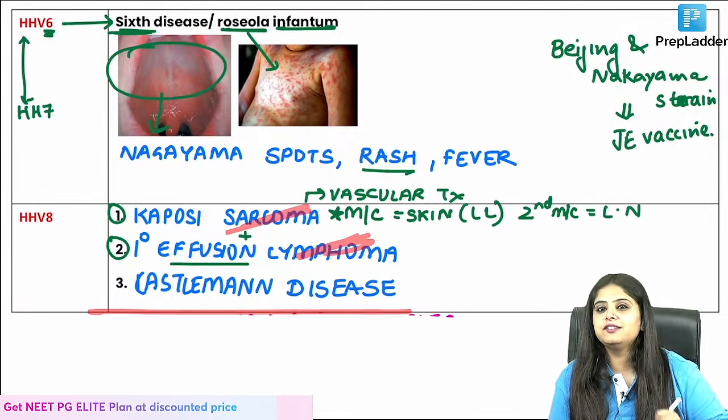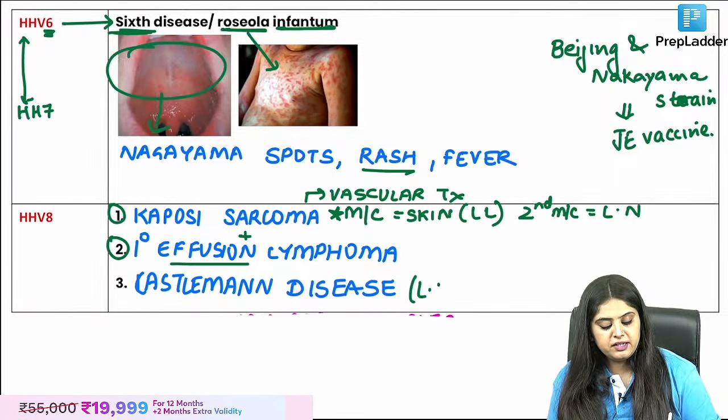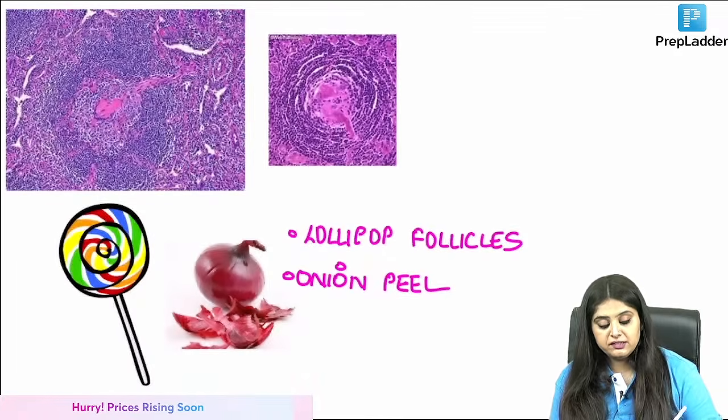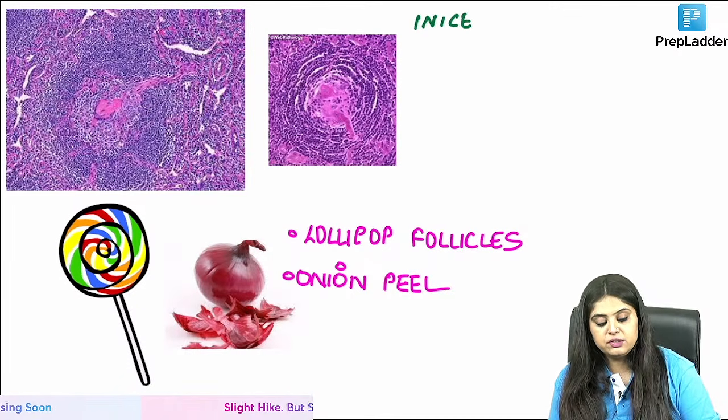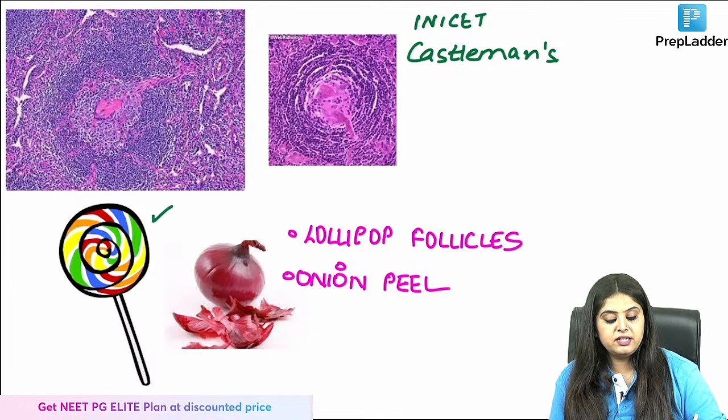So cancer, cancer. Tell me one non-cancer thing that it causes. That is known as Castleman disease. Castleman disease is a lymph node disorder, but it's not a cancer. So what is happening in the lymph node? This is important only for INI-CET students, that Castleman disease shows you two very important features, which is known as the lollipop follicles and the onion peel appearance.